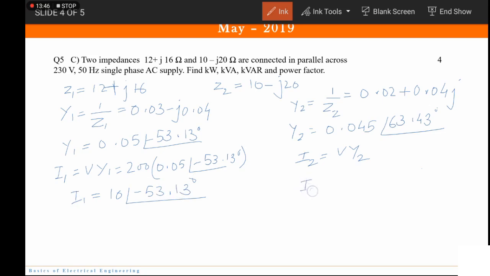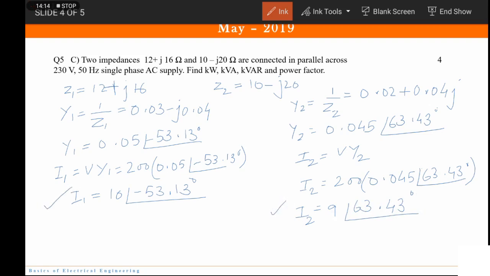Similarly, I will calculate I2. So this is 200 multiplied by Y2. Y2 was 0.045 and the angle was 63.43. So my I2 comes out to be 9 and the angle is 63.43. Okay, so I got I1, I got I2.